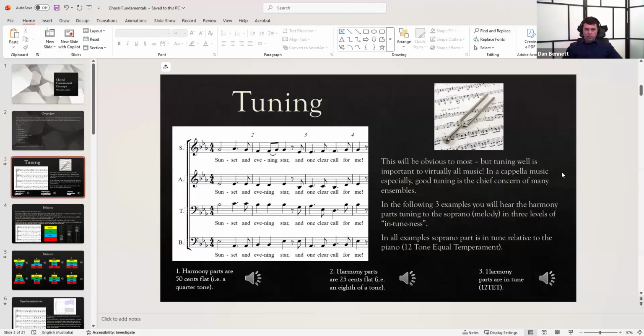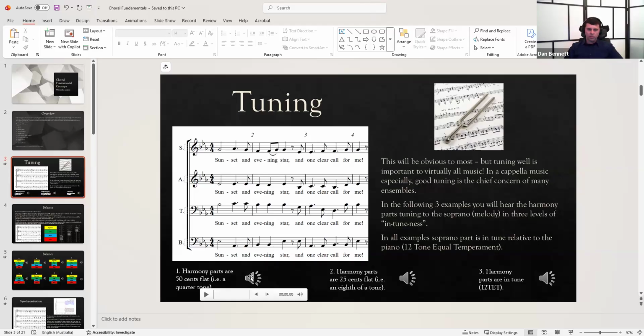Okay, tuning. This will be obvious to most, but tuning well is important to virtually all music. In a cappella music especially, good tuning is the chief concern of many ensembles. In the following three examples, you will hear the harmony parts tuning to the soprano, which is the melody part, in 3 levels of in-tuneness. As you know, there are really infinite levels of in-tuneness, but I picked 3 different levels to show you how important tuning is.